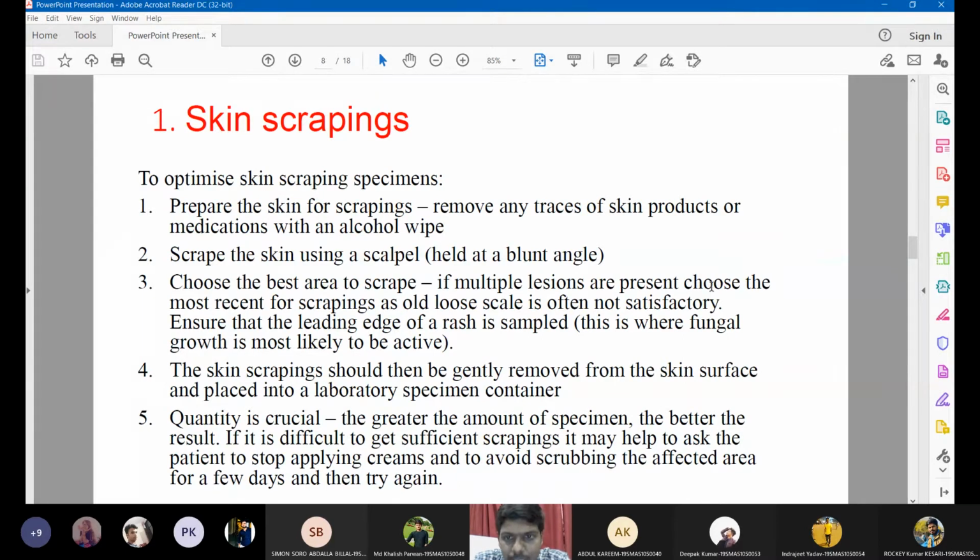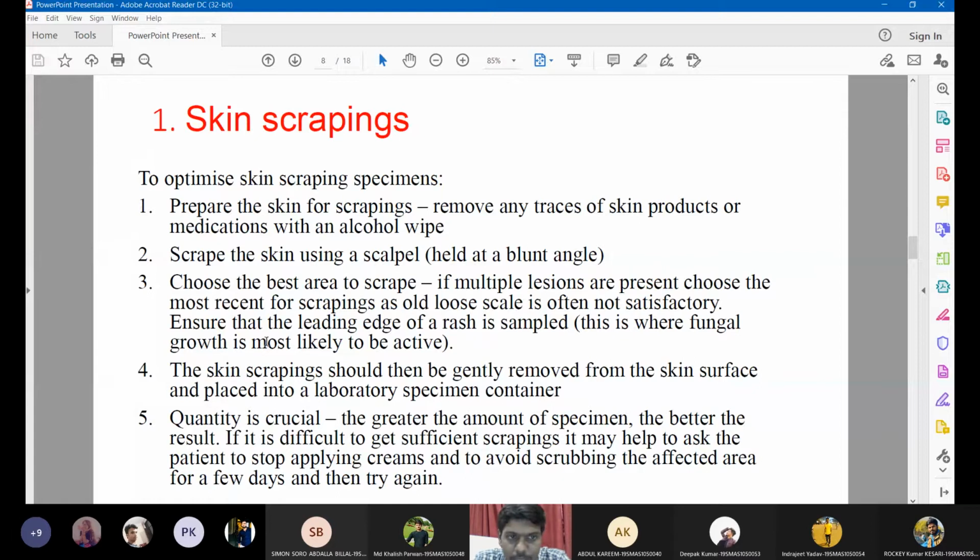If multiple lesions are present, choose the most recent for scraping, as old lesions often give unsatisfactory samples. If the patient has multiple sites of infection, we go with the recent infection area, because there the skin will still be fragile and soft, so we can easily collect the skin sample rather than from the older one. In the older one, the skin becomes very hard, so we won't get a sufficient sample.